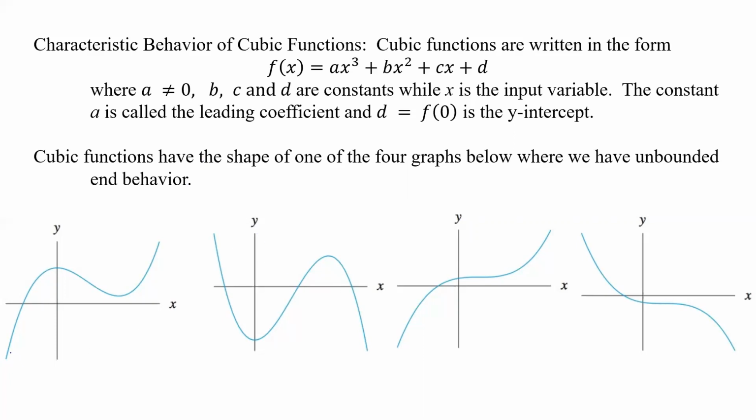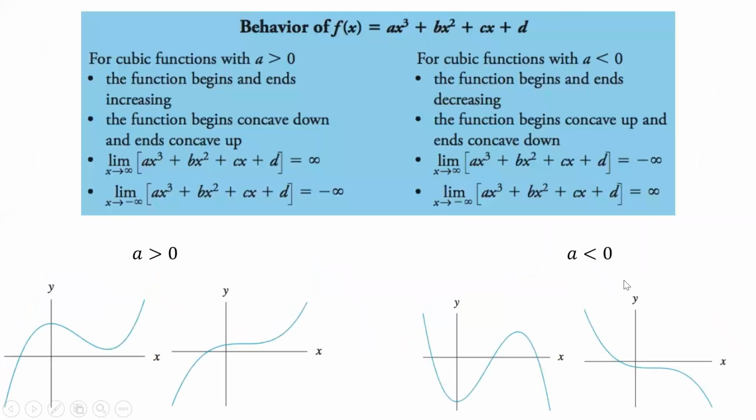So this is the one where it increases from left to right, then it comes down and decreases for a while, but then finally increases again. So it increases at the end and at the beginning. Now this one decreases at the beginning, then increases, and then decreases at the end. So whatever it starts doing is what it ends doing. Now this one's increasing the whole way, and this one is decreasing the whole way. So those are the four graphs we'll see with cubic modeling.